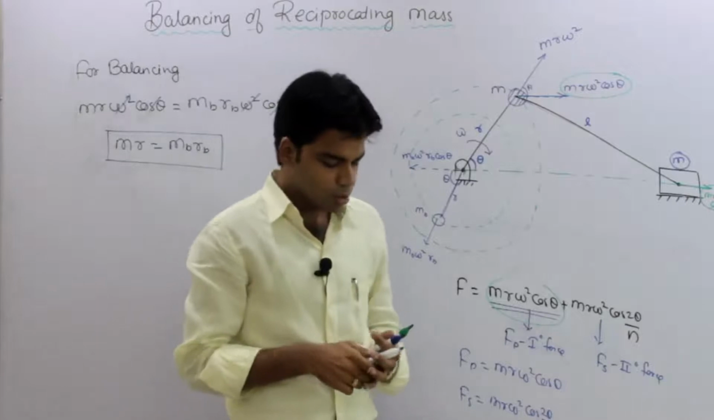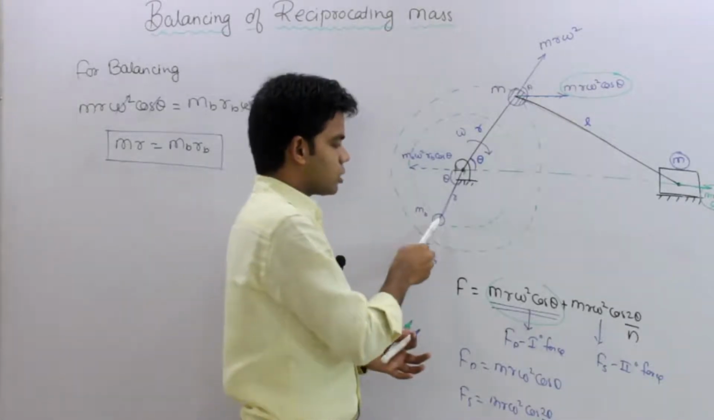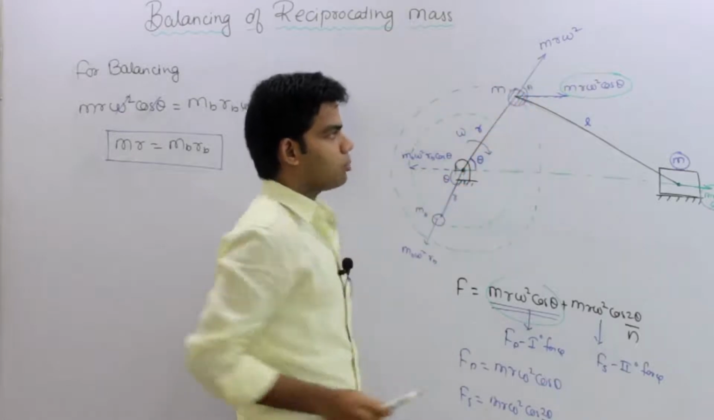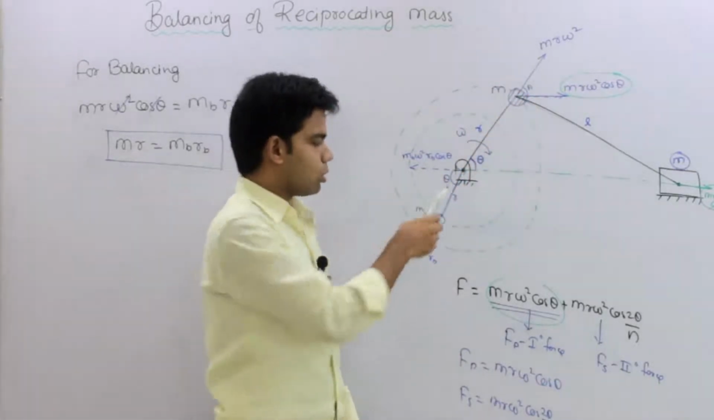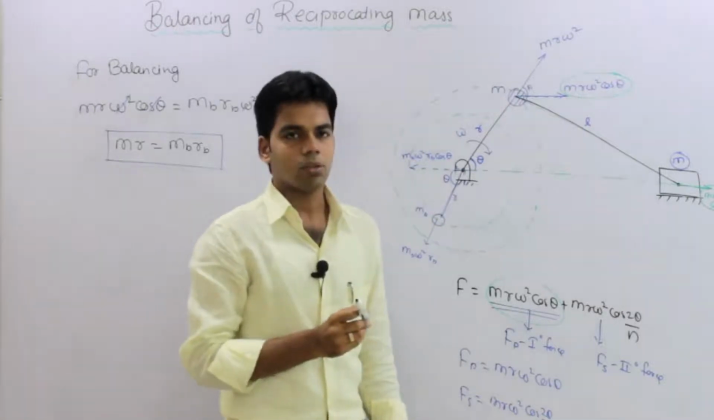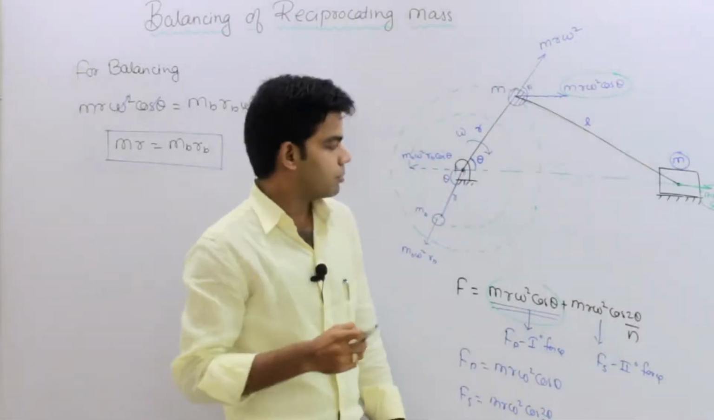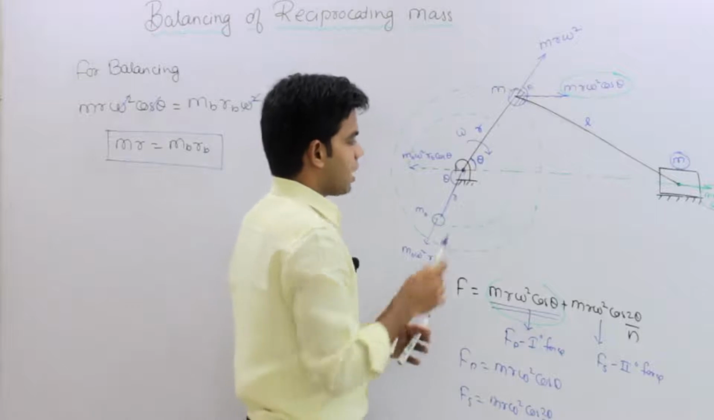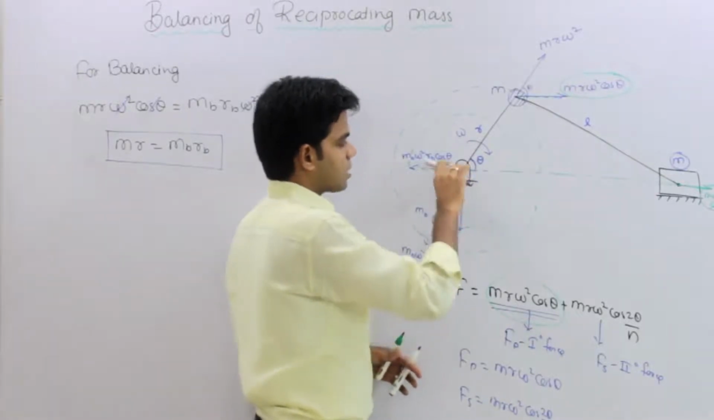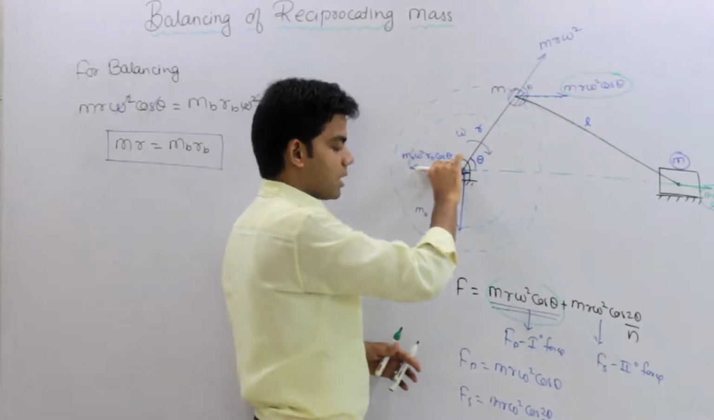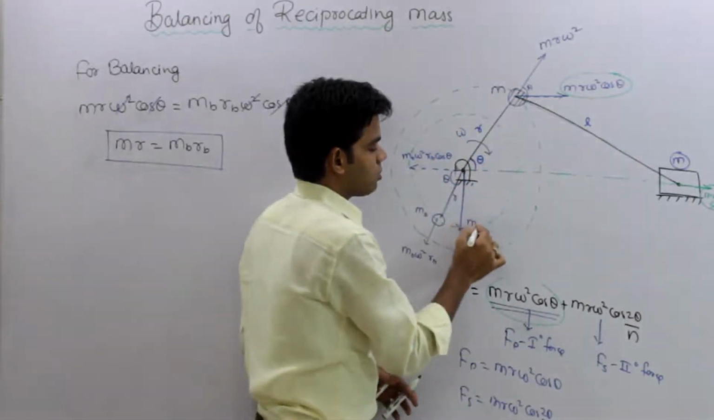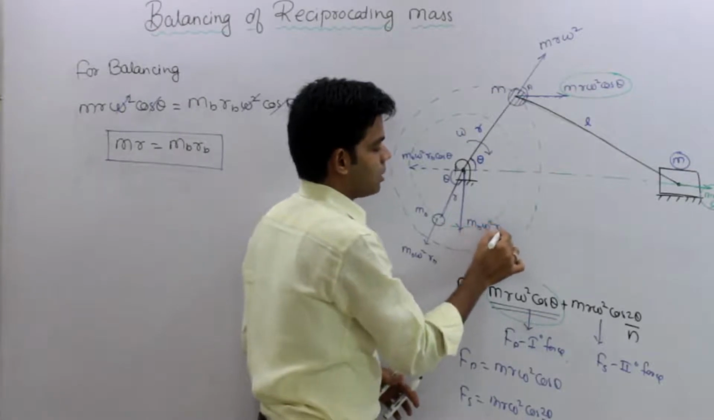Now what will happen? What we have done is introduced a balancing mass here in order to balance this component mr omega square cos theta. No doubt that component is balanced. We have mb omega square rb cos theta in the x direction. But apart from this we will also have one vertical component. So we got this balancing force, but besides it we also got a vertical component, and that vertical component is how much? mb omega square rb sin theta.